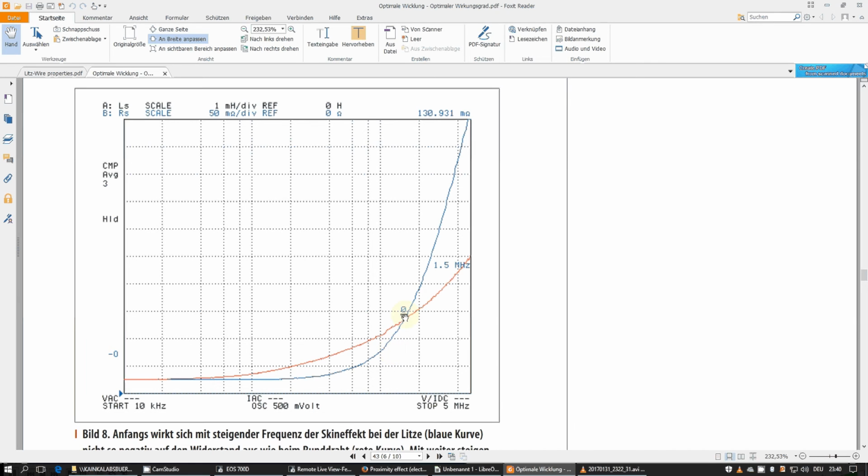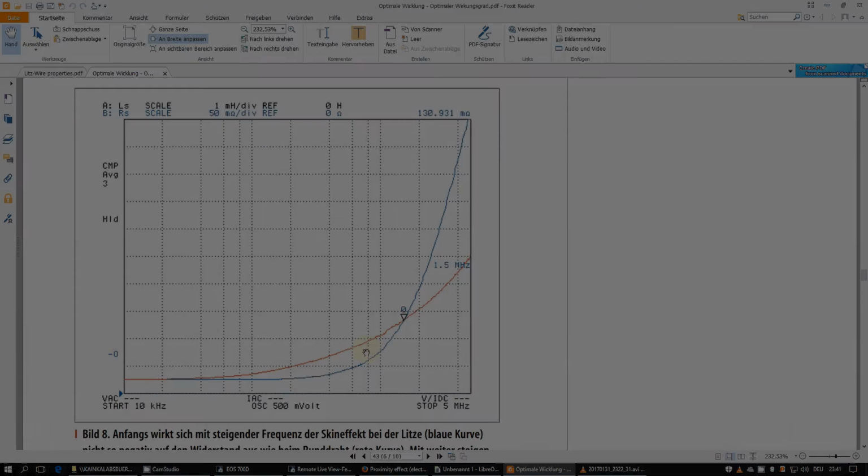I would still say litz-wire is usually better if you use it the right way, but we will later see in another video, when I explain the use of our Excel sheet, that there are places when single wire can, even in the medium wave range, be better than litz-wire.